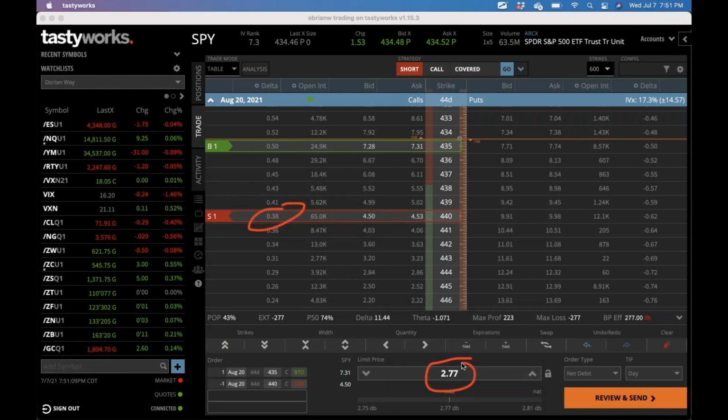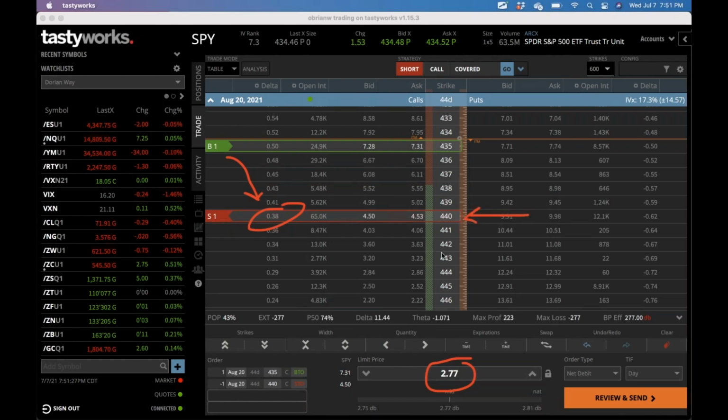So in this case, if you paid 277, the probability of touching the 440 is 2 times delta. So that's a 38 delta, 38 times 2 is 76. So you have a 76% chance it's going to touch this 440.